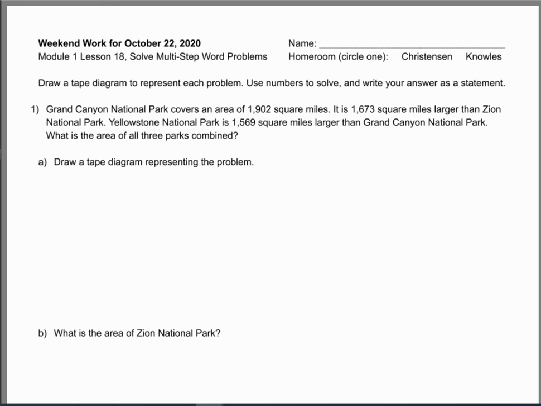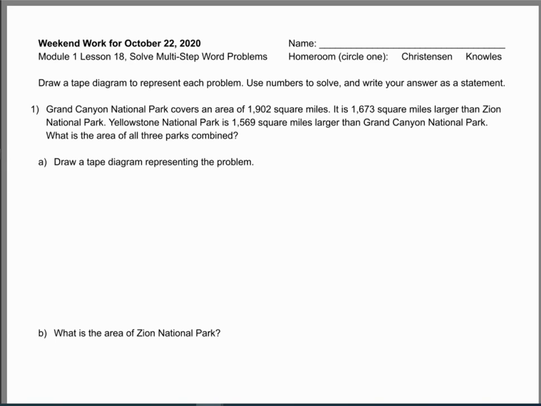Grand Canyon National Park covers an area of 1,902 square miles. It is 1,673 square miles larger than Zion National Park. Yellowstone National Park is 1,569 square miles larger than Grand Canyon National Park. What is the area of all three parks combined? And I put a couple of extra parts in here just to help students understand this is a multi-step problem. So let's look at A first. Draw a tape diagram representing the problem.